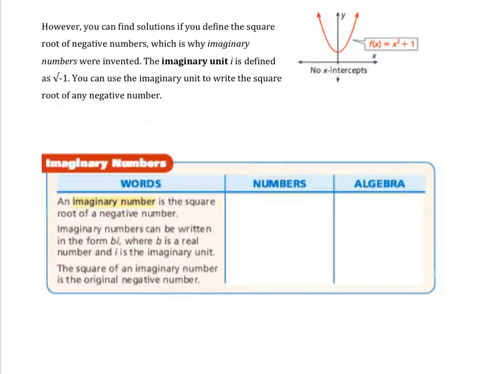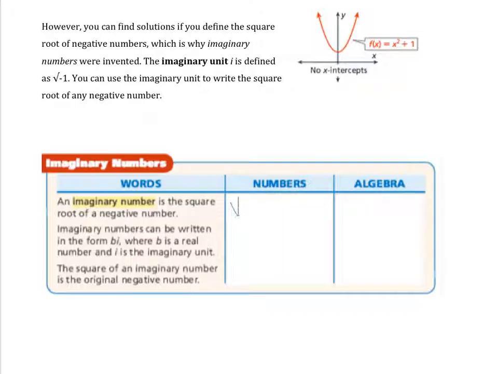So, looking at imaginary numbers. An imaginary number is the square root of a negative number. Imaginary numbers can be written in the form of bi, where b is a real number and i is the imaginary unit. The square of an imaginary number is the original negative number. So let's look at some examples here.